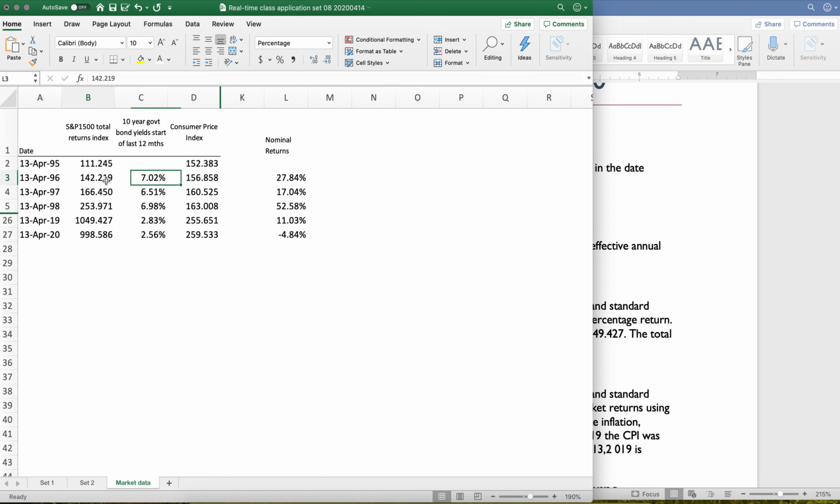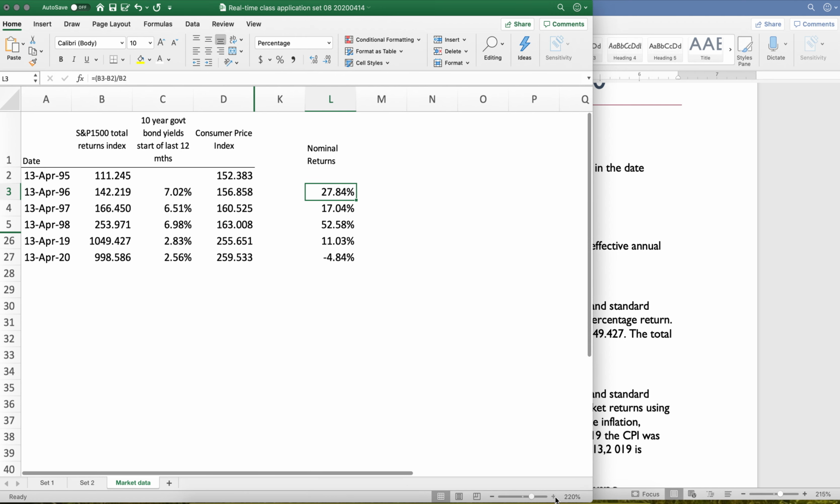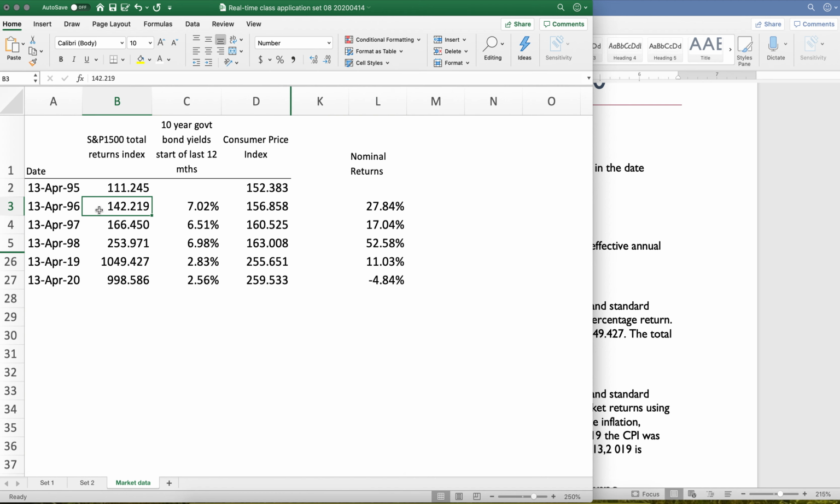Okay, so a good way to smell check it is the return is 27%, and that looks about right. If we look at 142 minus 111, and if we bought in at 111, we make approximately 27%, that makes sense. So what you want to do is make sure that there's nothing weird here. If we bought in at 1049, it would go down to 998, and therefore that's a minus 4%. So all of this makes reasonable sense.